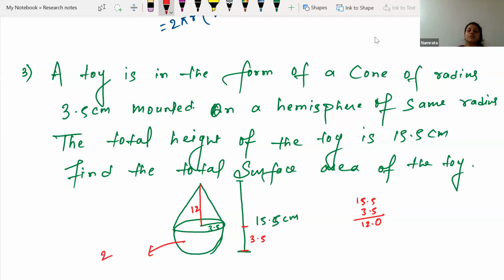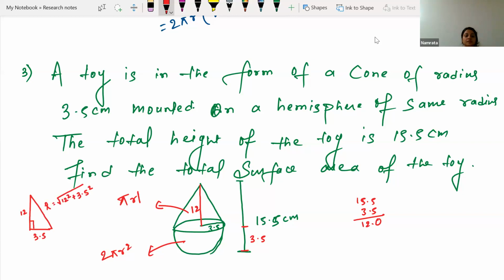Hemisphere surface area is 2 pi r square. Now only we have discussed that. And the surface area of the cone formula is, do you know, it's pi r l. Do you know? Right. Here, do we know l, the slant height? We don't know the slant height. But we will be able to find the slant height since we know the height is 12 and we also know this much is 3.5. By taking a right angle triangle with the help of Pythagoras theorem, we will be able to take out the slant height l, that is under root 12 square plus 3.5 square. Right?